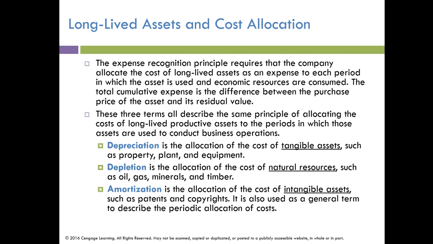So if it is a tangible asset, we call this form of cost allocation depreciation, and this would apply to property, plant, and equipment. If this is a natural resource, oil and gas, timber, things like that, that's referred to as depletion. And then if it's an intangible asset, goodwill, patents, or copyrights, we call that amortization. The overall concept is the same in terms of allocating the cost over some factor, but how we reference that depends on the nature of the asset.